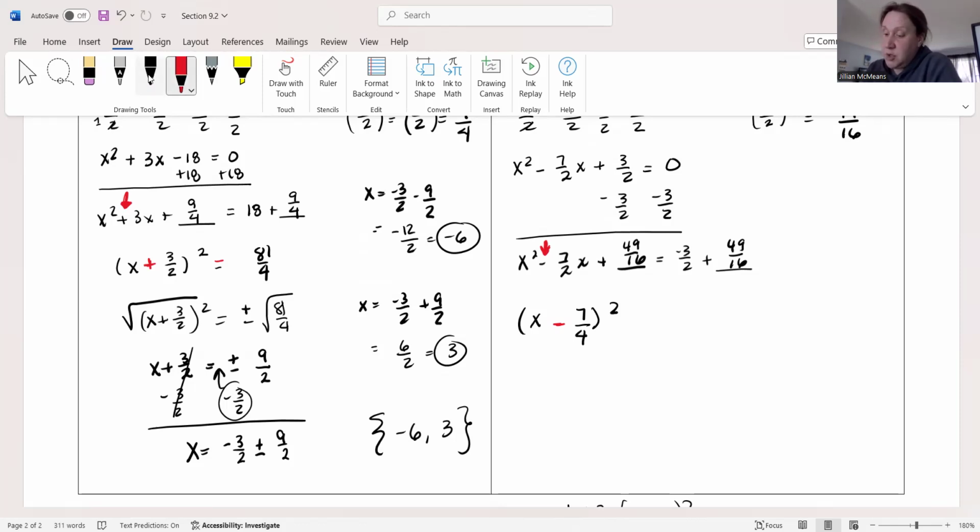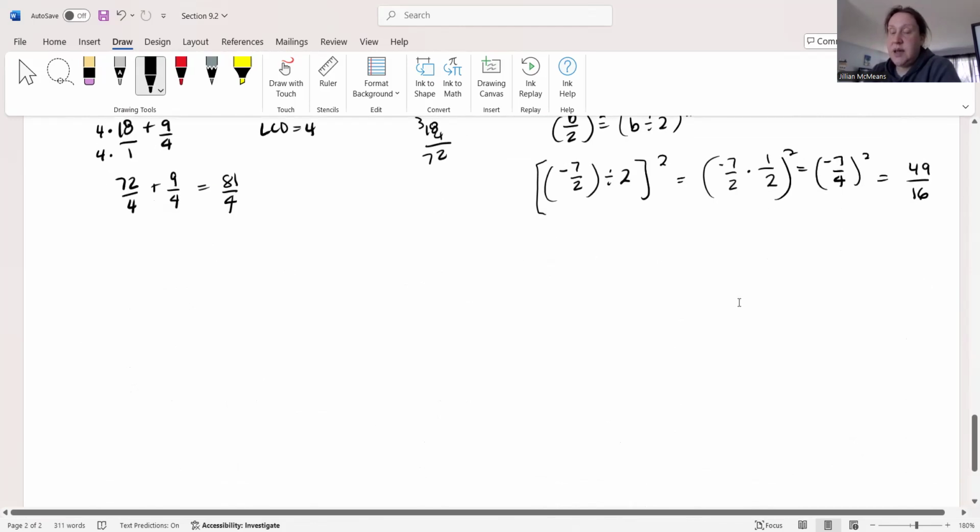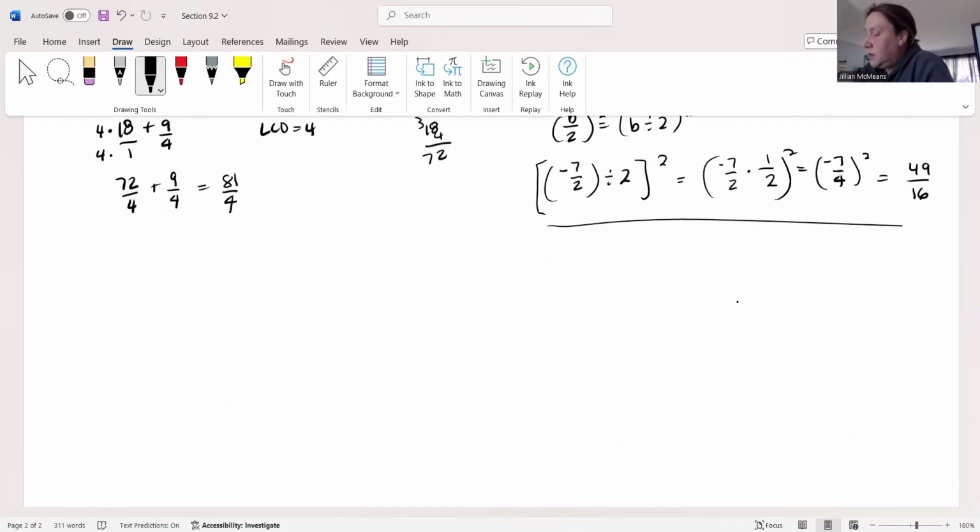Now, the issue typically is going to be simplifying the other side. So we have negative 3 halves plus 49 sixteenths. So let's see what that looks like. So we had negative 3 halves plus 49 sixteenths. Well, the LCD here is 16. Okay, so 49 sixteenths is as good as it's going to get. I need to fix negative 3 halves.